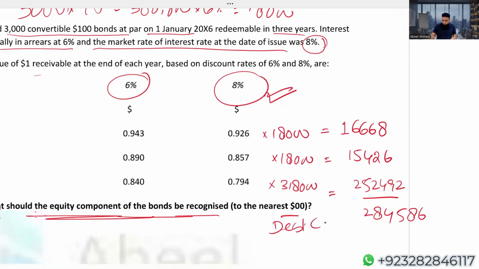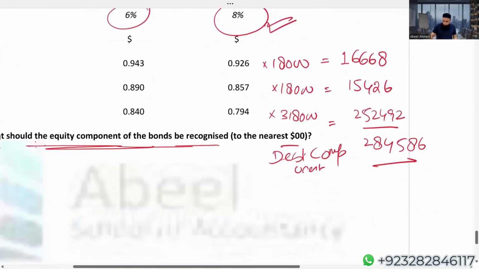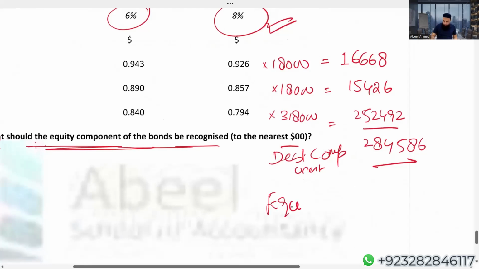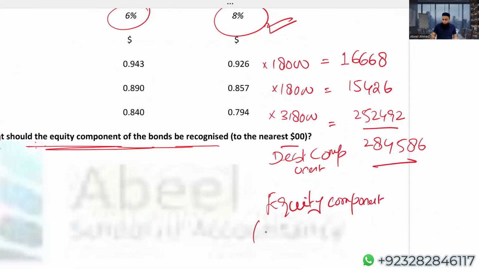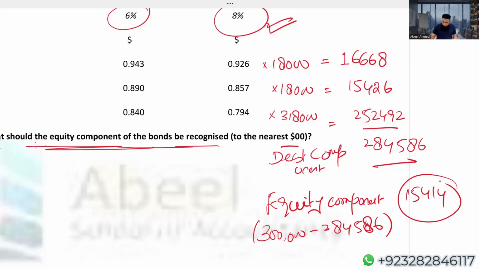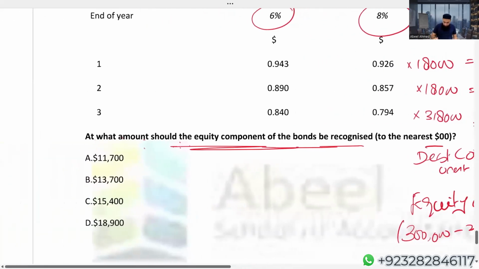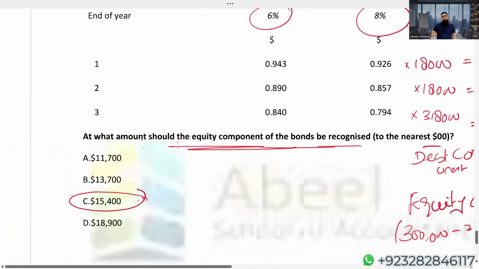But they're not asking for the debt component, they're actually asking for the equity component. So here comes the equity component, which is going to be the balancing figure. Total proceeds from the convertible bond is 3 lakh minus the debt component of 2,84,586. 300,000 minus 284,586. I'm getting 15,414. They are also saying go to the nearest 100. Let's see. Students, see, Charlie is the answer.